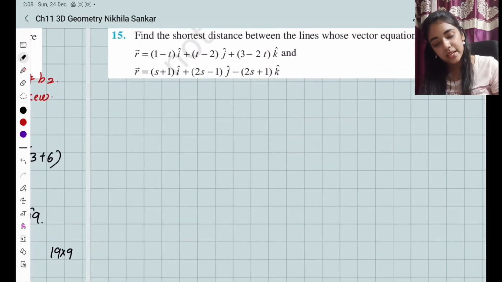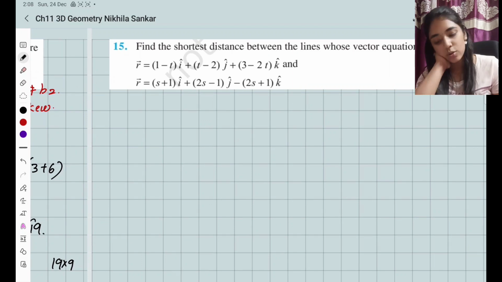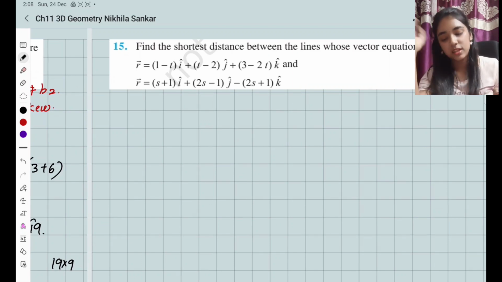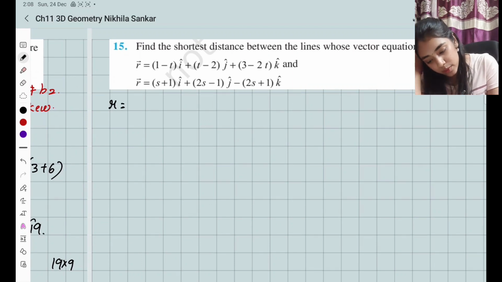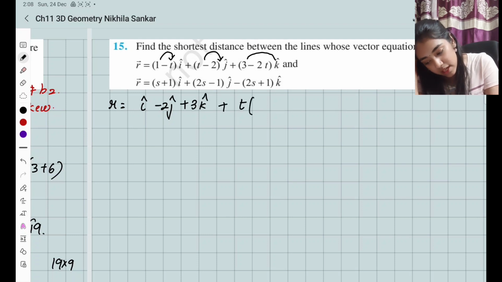Question number 5. Find the shortest distance. திரும்ப அதே தான் கொடுத்திருக்காங்க, பட் இந்த இடத்துல ஸ்ப்ளிட் பண்ணாம கொடுத்திருக்காங்க. So let us split. So R equals I cap, J cap, K cap எல்லாம் தனித்தனியா எழுதலாம். So this is going to be I cap. இந்த இடத்துல minus 2 J cap. இந்த இடத்துல இத பண்ணா I'll have plus 3 K cap plus இப்போ T terms எல்லாம் club பண்ணலாம். T என்னலாம் இருக்கு? Minus 1 into I. So I'll write minus I.